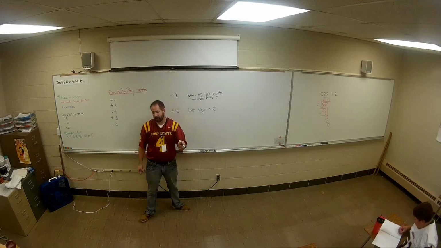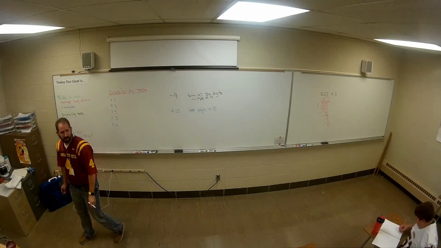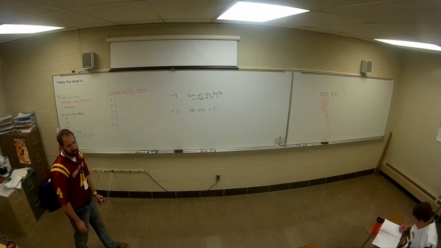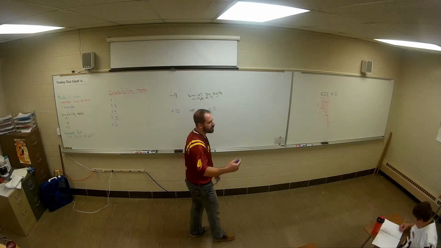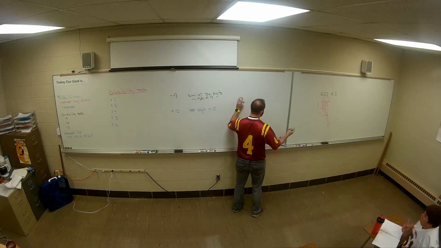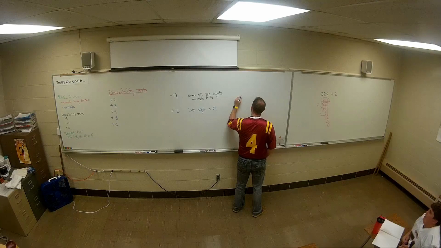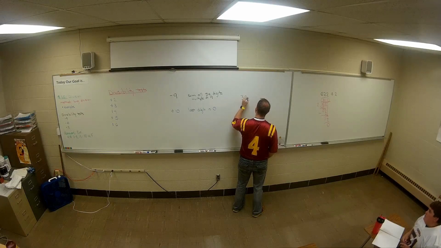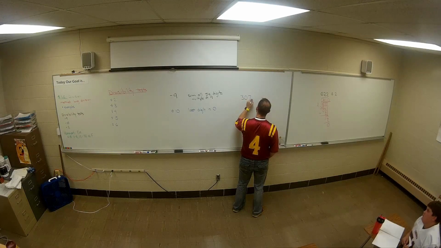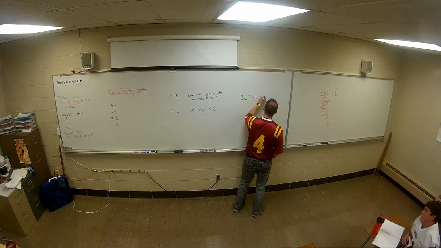That's it. It's the only option. The last number has to be a 0. 10 goes into it. In fact, I can show you how to divide by 10 super fast. So somebody just make up a number with a 0 on the end. I heard 3,079,940, with a 0 on the end.